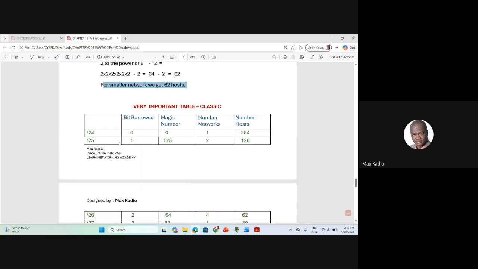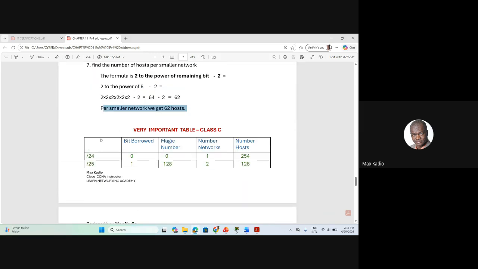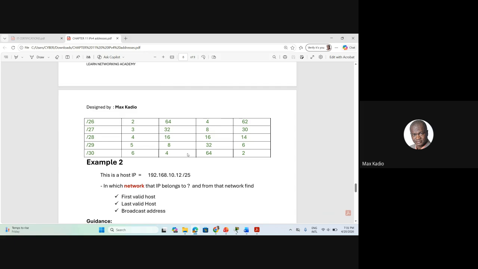So here you have a table that will help us to do other examples. If you see slash 24, it means I didn't borrow anything. I have only one network and 254 PCs can be hosted. If I borrow 1 bit, if you see slash 25, it means I borrowed 1 bit. If you do your formula to find your magic number, it falls in 1 to 8. How many networks? 2 to the power of bits borrowed, 2 to the power of 1 is 2. So this table will help us a lot.